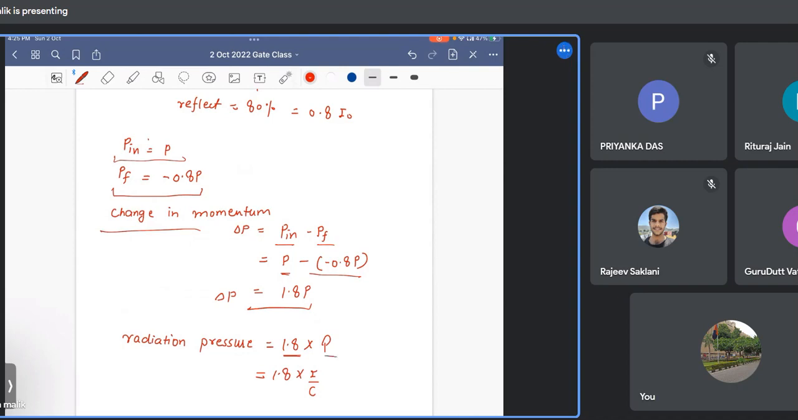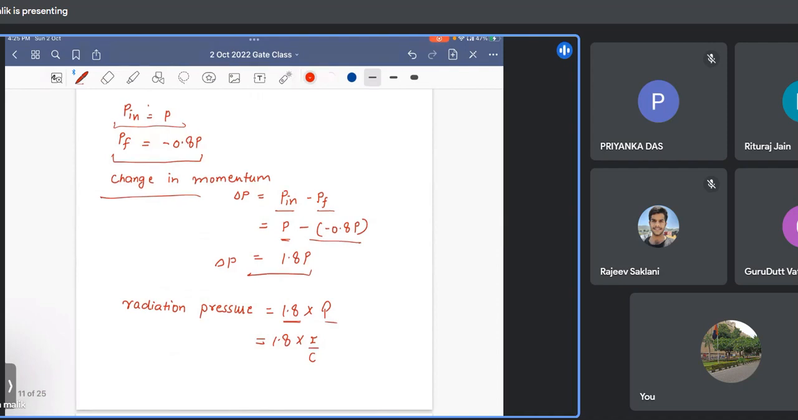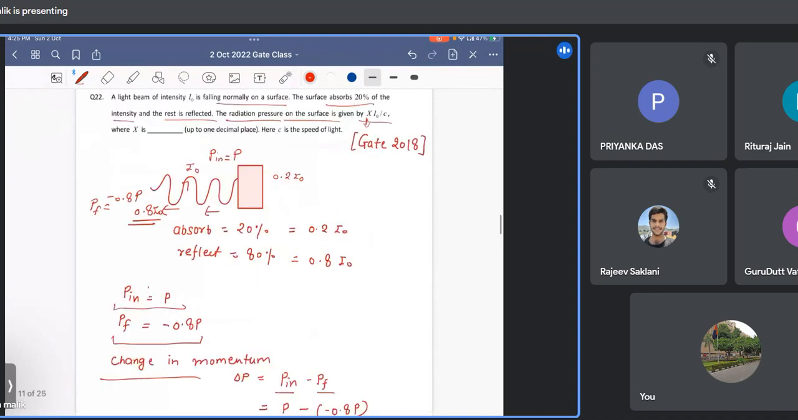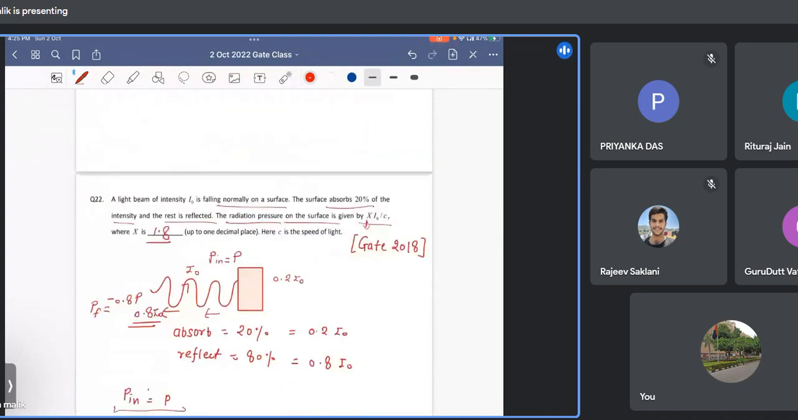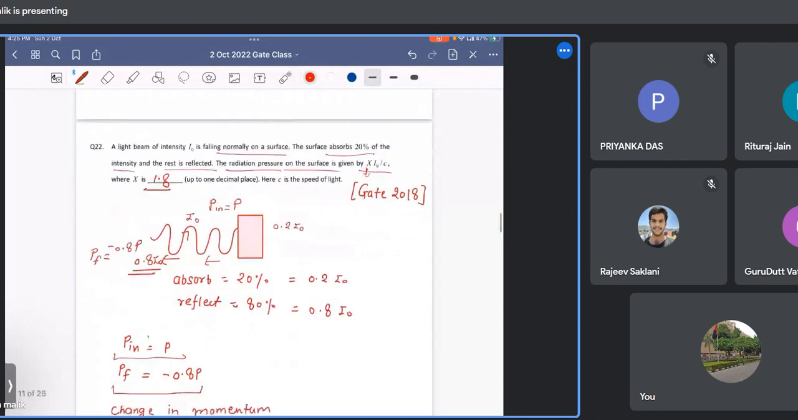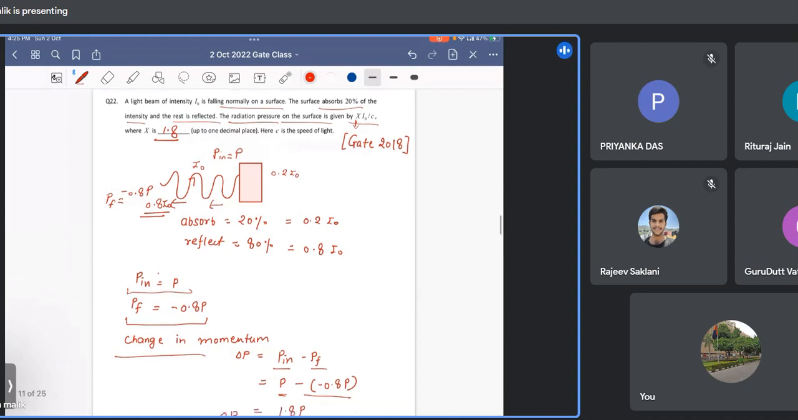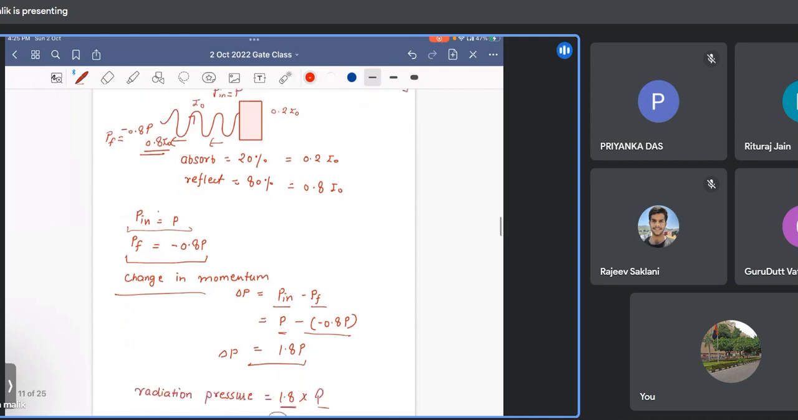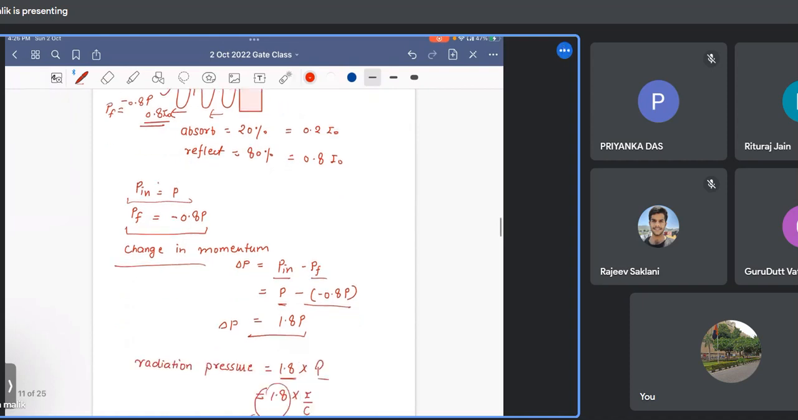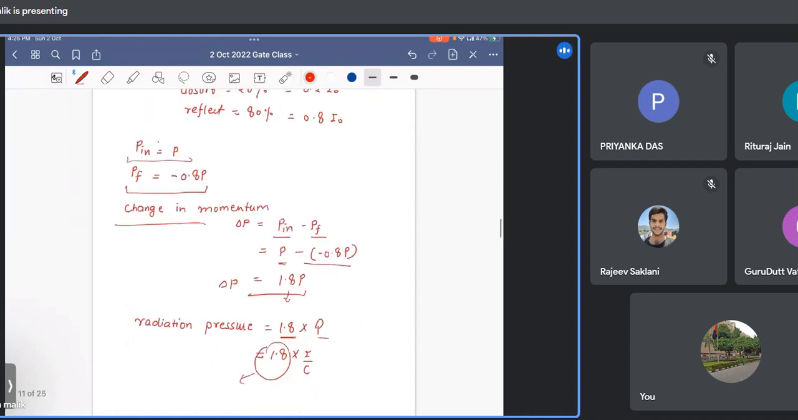In a similar way, we have calculated for the reflected case. So the multiplication factor that is coming here is 1.8. So this is the answer here, 1.8. Whenever you encounter this kind of question in which a certain percent of light is absorbed and a certain percent is reflected, just try to see how much the momentum is changing. Based on this factor, you can calculate what the radiation pressure will be.